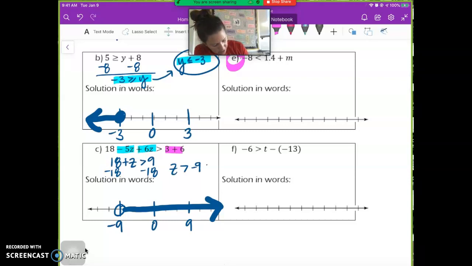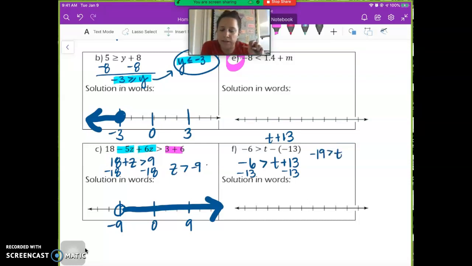This is minus a negative, and remember, minus a negative is really plus. So t minus a negative 13 is really t plus 13. So this is negative 6 is greater than t plus 13. You're going to subtract 13 from both sides, which gives you negative 19 is greater than t.